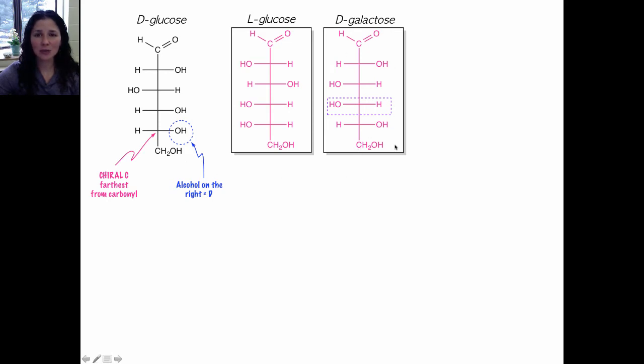D-galactose is called a D sugar because the alcohol on the last chiral carbon from the carbonyl functional group is on the right-hand side. So it is right, or D.